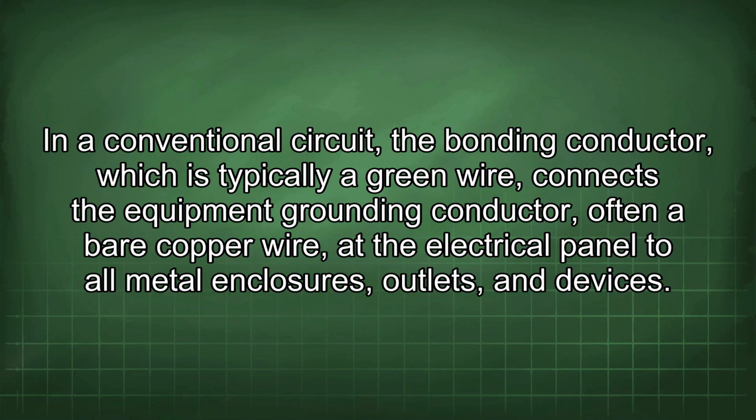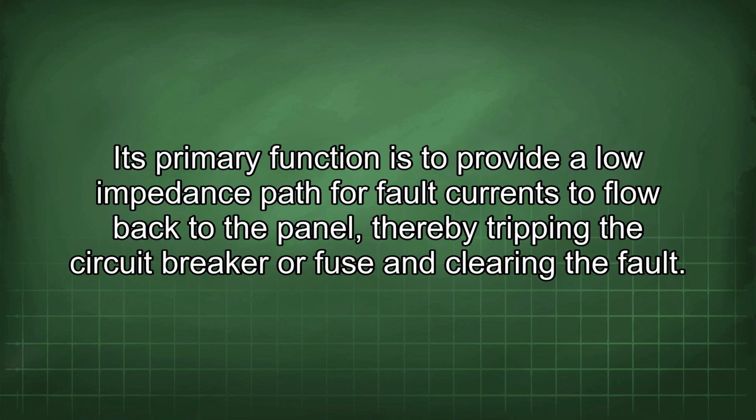In a conventional circuit, the bonding conductor, which is typically a green wire, connects the equipment grounding conductor, often a bare copper wire, at the electrical panel to all metal enclosures, outlets, and devices. Its primary function is to provide a lower impedance path for fault currents to flow back to the panel, thereby tripping the circuit breaker or fuse and clearing the fault.